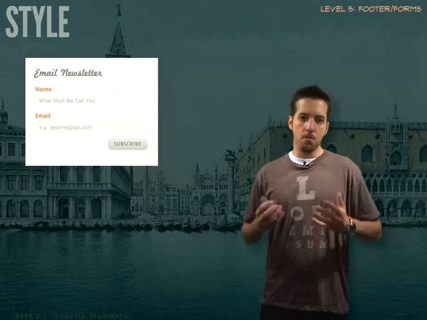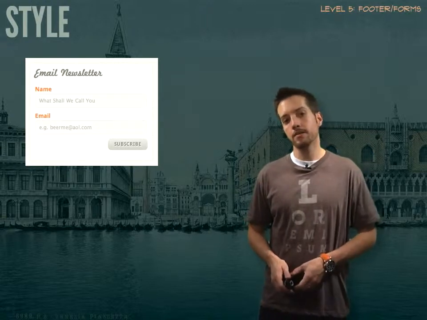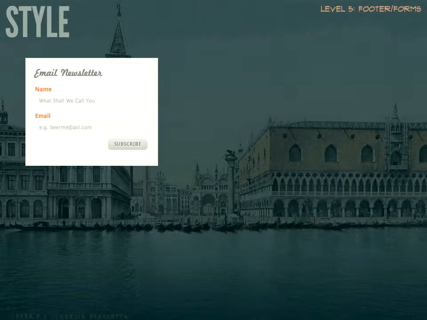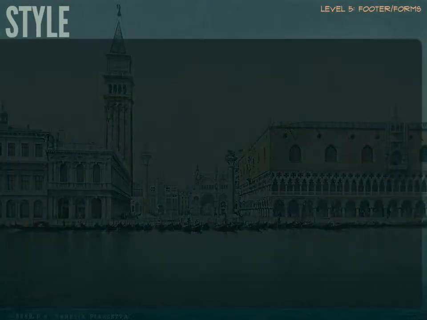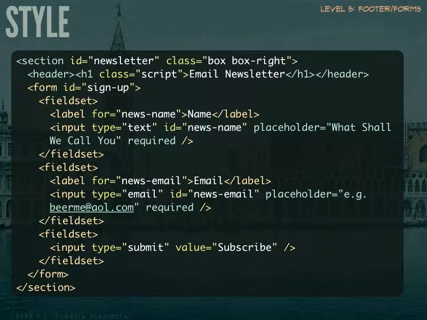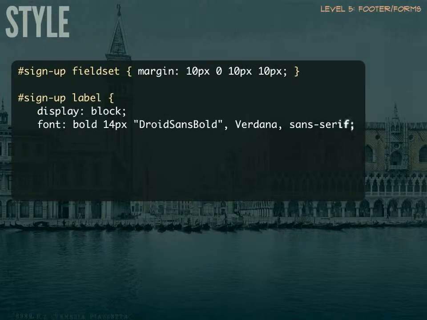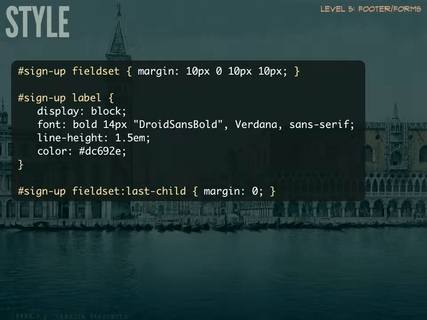Alright, so now that we've got our markup complete, let's go ahead and work on the style for our email newsletter box and our footer elements. Alright, first let's take a look at our markup once again just to give us a reminder of what we're working with. So if you remember, we have our section ID newsletter and then our actual form fields. So let's get our basic styles out of the way first, like you see here.